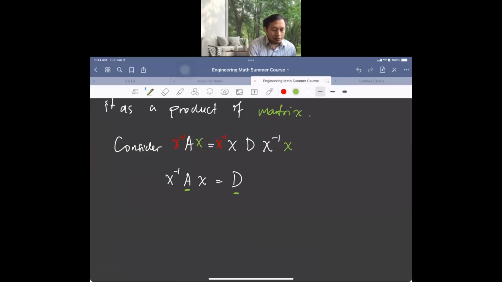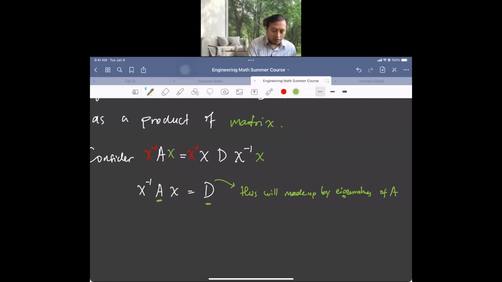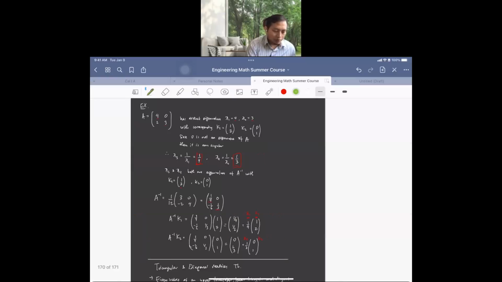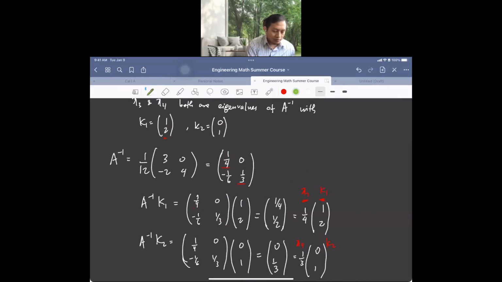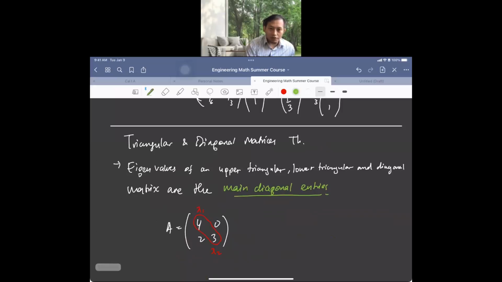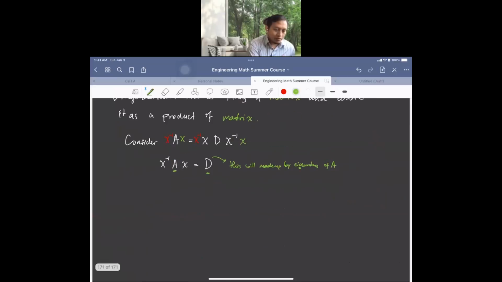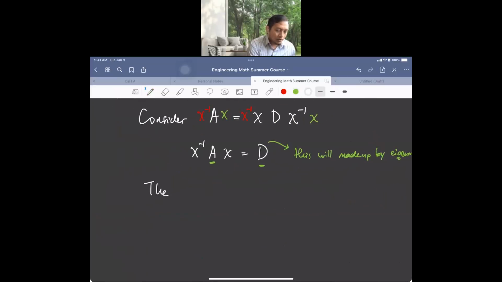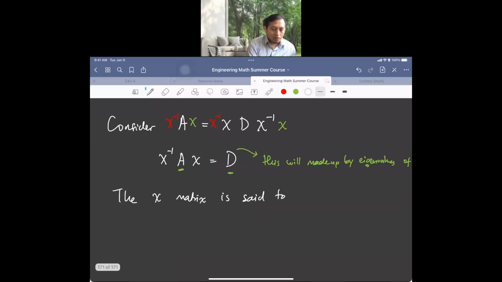And since we have A here, the D on the right side will be made up of the eigenvalues of A. Why I take this as an important note: if we remember the connection here, the diagonal is our eigenvalues. So we take this and we write that the X matrix is said to diagonalize A.